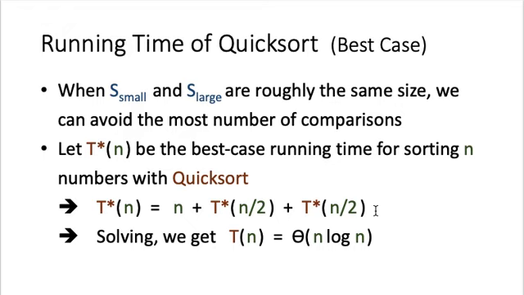This is actually the same as what we see for merge sort. So by solving this recurrence, we will find that T(n) is equal to theta of n log n. We can also apply the master theorem to solve this. So this is theta of n log n. We can see that there is a huge difference between the worst case and the best case. Worst case is n squared, while the best case is n log n.